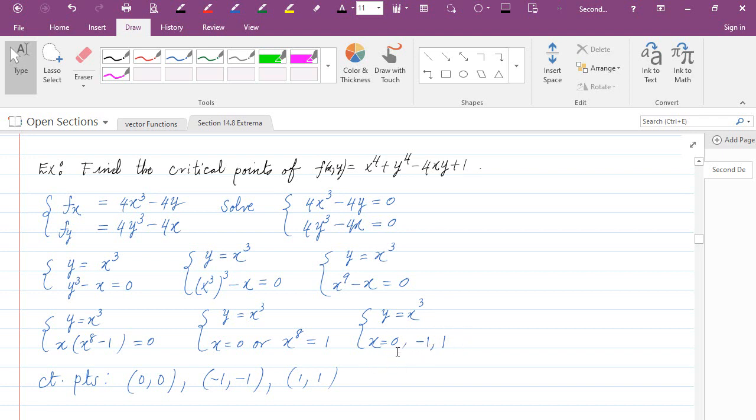Now for each of these x values, I have to compute the y value. When x is 0, y is 0, so I get the point 0, 0. When x is negative 1, y would be negative 1, so I get the point negative 1, negative 1. And when x is 1, y is 1, so I get the point 1, 1. And these are the critical points of this function because the partials are defined at any point, so there aren't any points where the gradient is undefined.